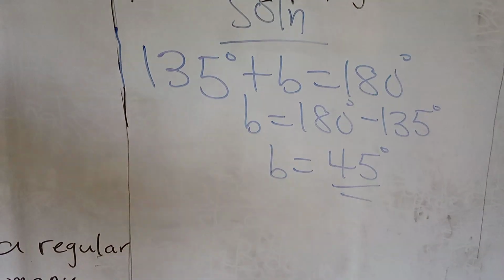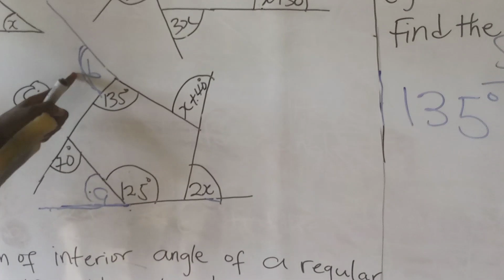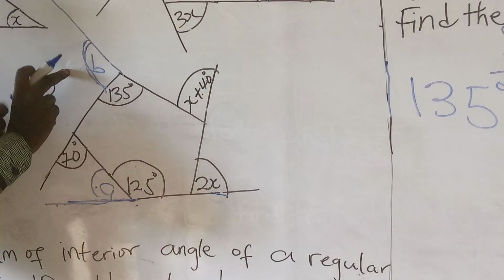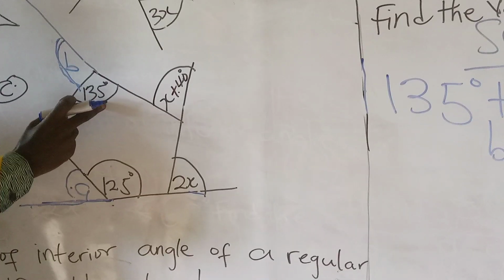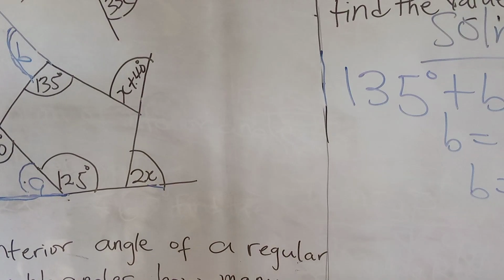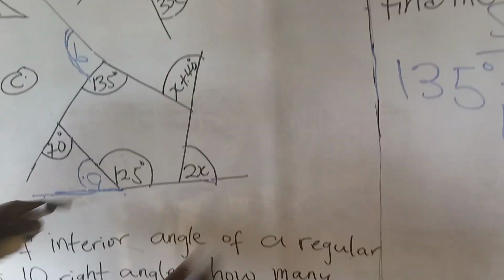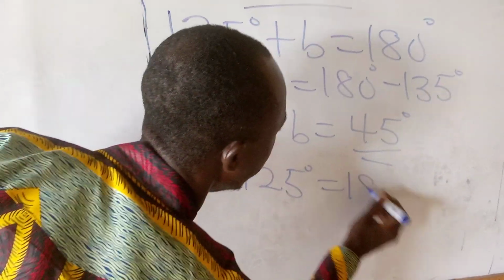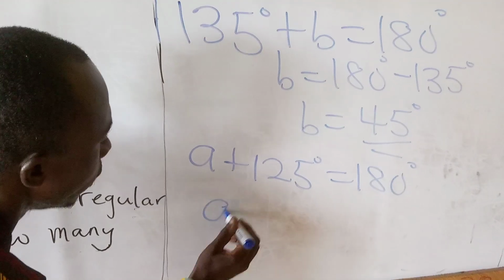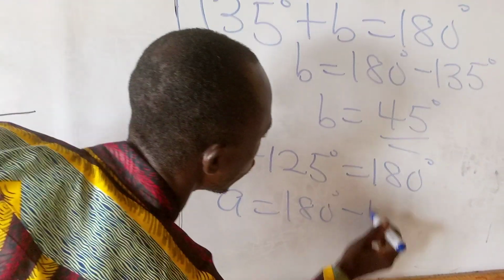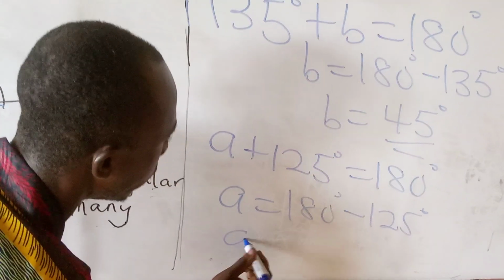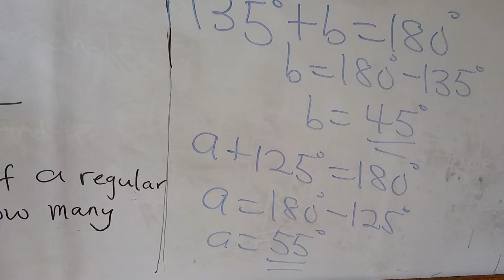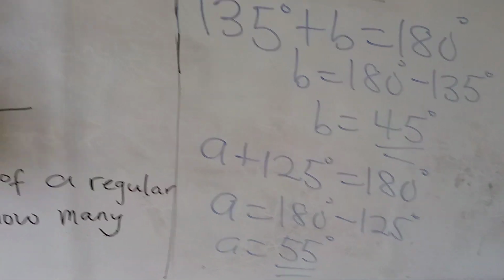We now know our B, which is 45 degrees. That's the adjacent exterior angle. That's why I said the adjacent exterior angle and the interior angle sum is equal to what? 180 degrees. Let's work out for A. It becomes A plus 125 equal to 180 degrees. So A is equal to 180 minus 125. So A becomes 55 degrees. 55 degrees.